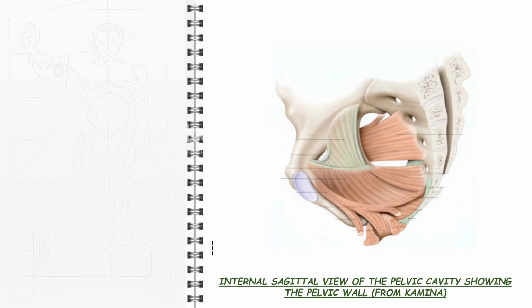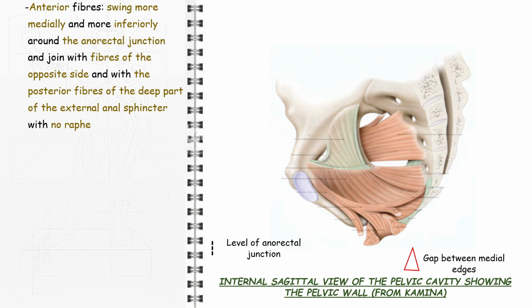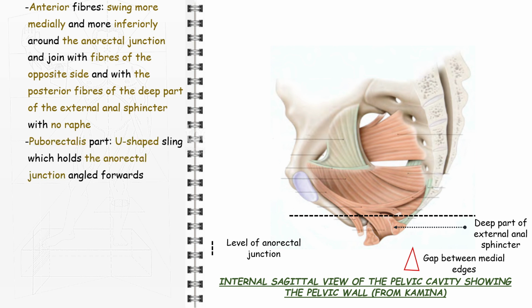Fibers arising more anteriorly, from the periosteum of the body of the pubis, swing more medially and more inferiorly around the anorectal junction and join with fibers of the opposite side and with the posterior fibers of the deep part of the external anal sphincter. No raphe exists here, and the muscles form a U-shaped sling which holds the anorectal junction angled forwards. This part of the muscle is called puborectalis.